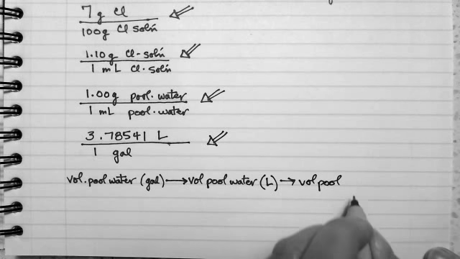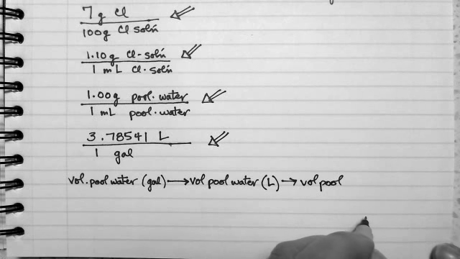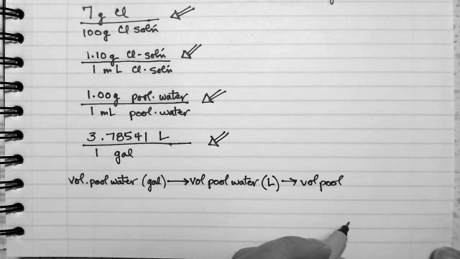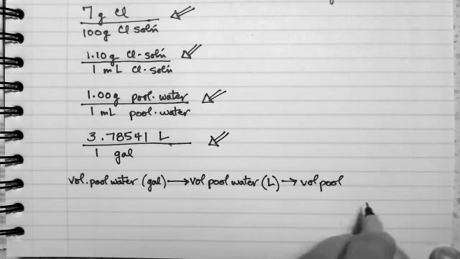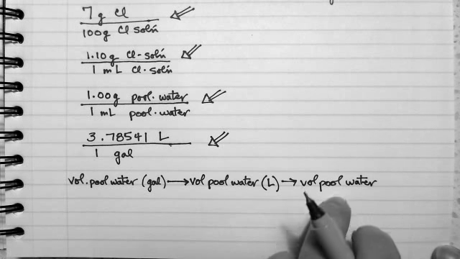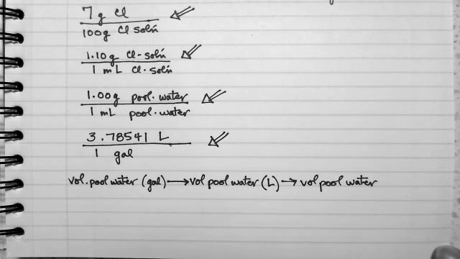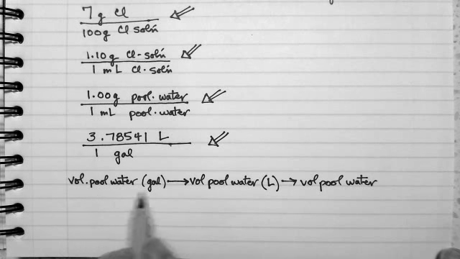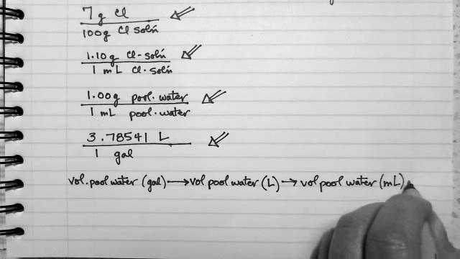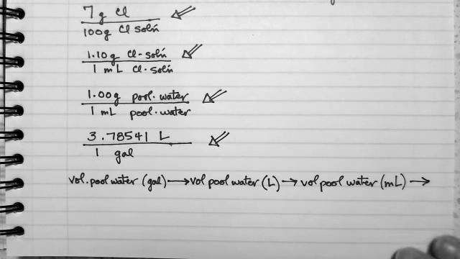Now remember, in this chapter, we're really focusing on sketching conversion pathways. We won't be spending so much time on this as we move forward, okay? We're just getting started. So in other chapters, this is the part that you're going to have to ultimately do in your head. So we go gallons to liters to milliliters. Then what? We've got our volume of pool water in mils. Where do we go from there?